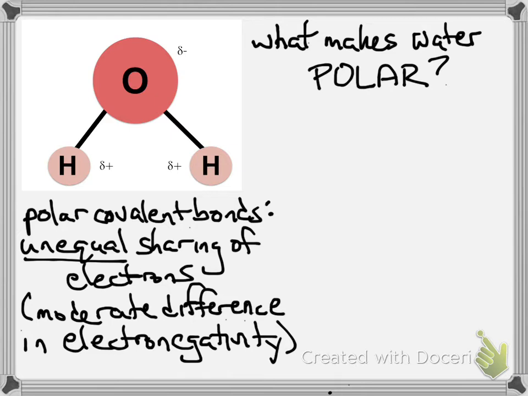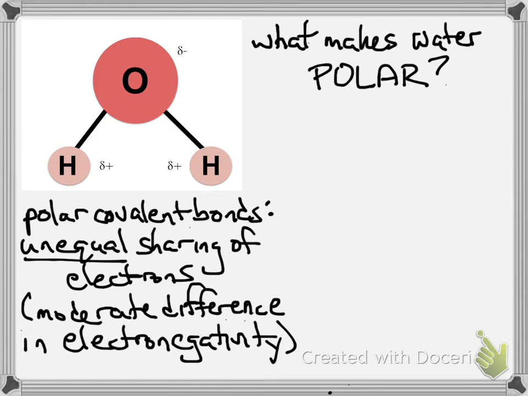But occasionally, if there's a moderate difference in electronegativity, and we'll come back to that in a moment, you will get unequal sharing of electrons. When the sharing is unequal, that basically means that the electrons are going to spend a little more time around one atom than another. Now, electronegativity basically is the ability of an atom to attract electrons in a chemical bond.